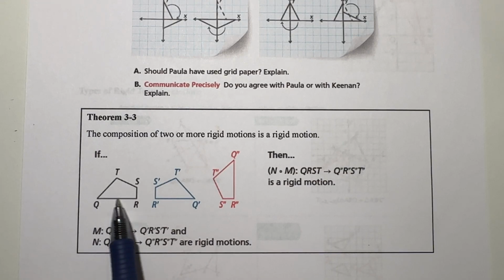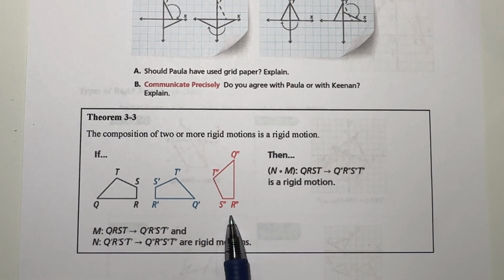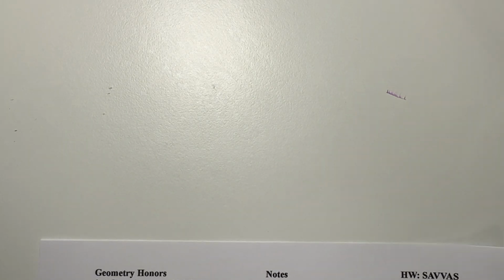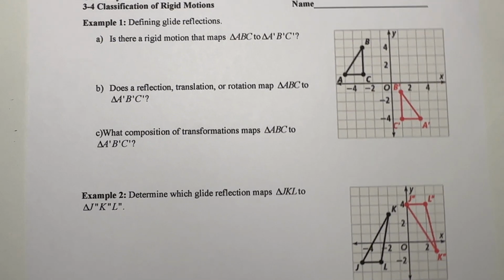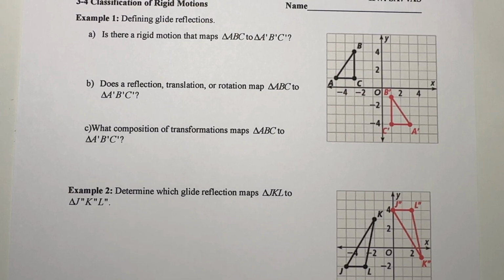So if you look at the original orientation, the Q and the R are on the bottom, but once we've done a couple of transformations, the Q and R aren't on the bottom, but you can easily see that this is the same size and shape as the original. That's all it's telling us. All right, let's flip to the back side. Oh, by the way, if I didn't tell you, these notes are pretty short today, so you shouldn't have any trouble finishing the Savas assignment.